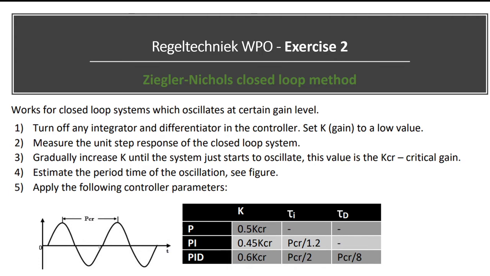Then you will have two parameters. One is the critical gain, so the gain at which the system behaves like this, and you will have this period time, the critical period time, and based on these parameters you can simply make a PID controller or PI or P. Here the problem is that not every system can be brought to this stability region.